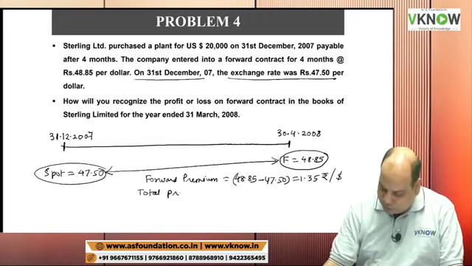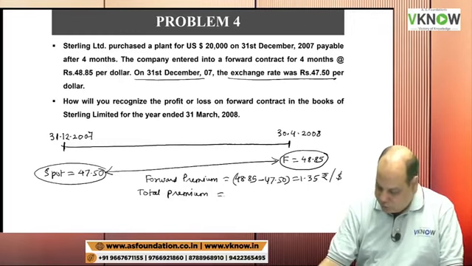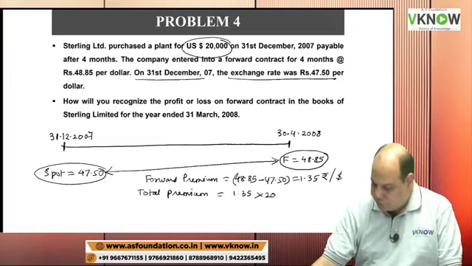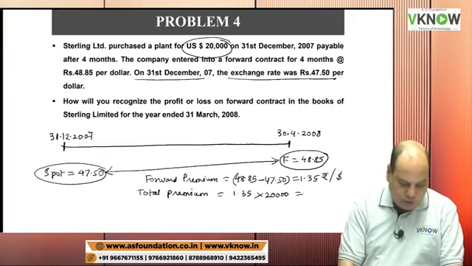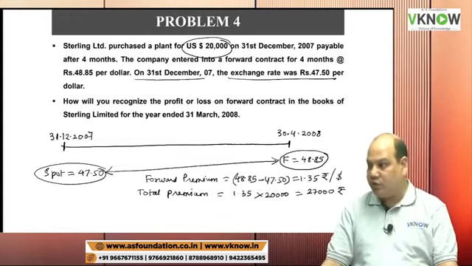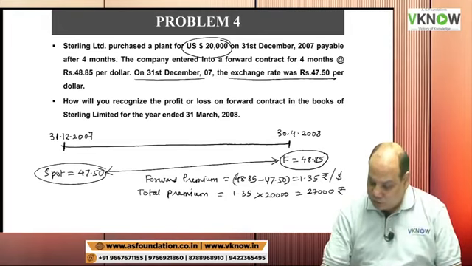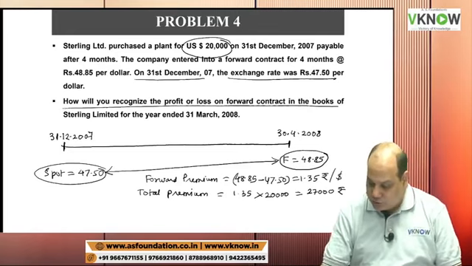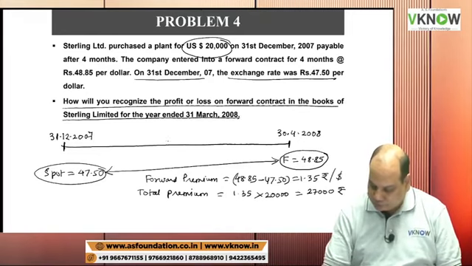And therefore my total premium would be 1.35 into the invoice amount of $20,000. So the total premium you have to pay over the spot rate is 27,000 rupees. So what do I have to do? I have to search for the year ending date. How will you recognize the profit or loss on forward contract in the books of Sterling Limited? So there is a year ending date here.